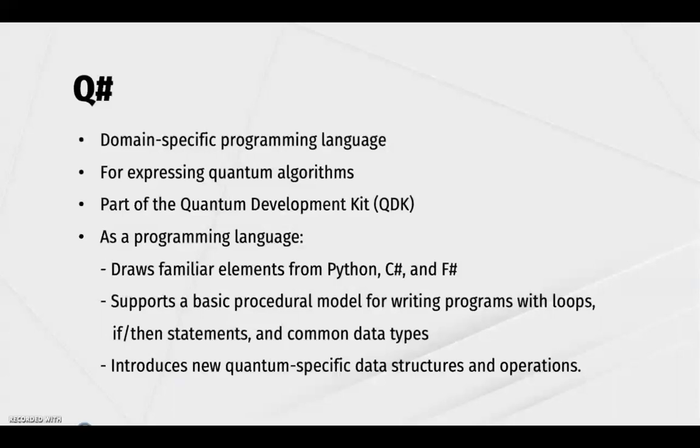QSharpCheck is developed for QSharp programs. QSharp, introduced by Microsoft, is a domain-specific programming language for expressing quantum algorithms. It is a part of QDK, the Quantum Development Kit. As a programming language, QSharp uses common elements of Python, C#, and F#. It follows a fundamental procedural model for writing programs with loops, if statements, and common data types. Also, QSharp introduces new quantum-specific data structures and operations.